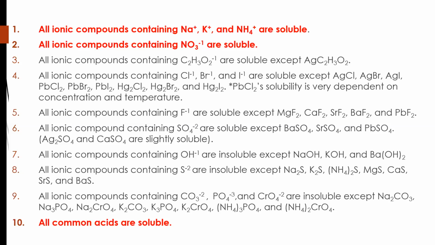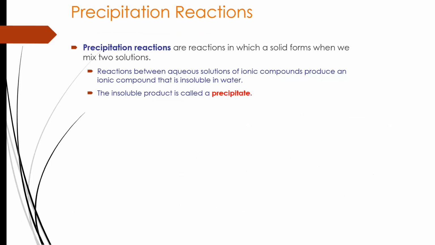The reason why is because when things don't dissolve, they create what we call a precipitation reaction. A precipitation reaction is when a solid forms when we mix two solutions. The ionic compounds that have been dissociated form a new ionic compound that's insoluble, and that insoluble product is called the precipitate. You've seen this in our observing chemical reactions for the household chemicals. Those white solids that we were forming in there were precipitation reactions.